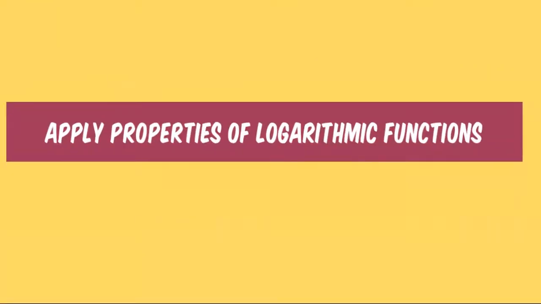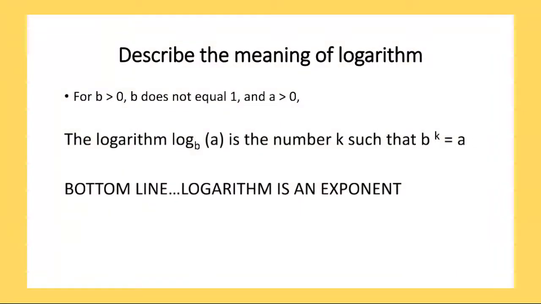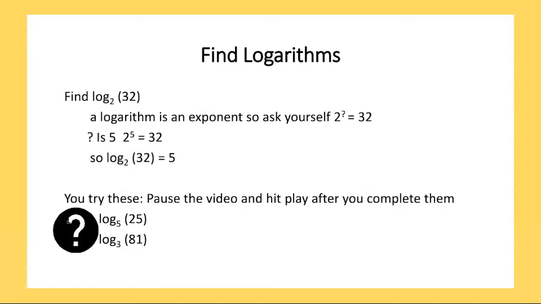The first thing we're going to talk about is how to apply properties to logarithmic functions. Let's start by looking at the definition. Remember that the base is greater than 0 and the base cannot equal 1, and a is greater than 0. So the bottom line that you have to always remember when working with logarithms: a logarithm is an exponent. By definition, the logarithm base b of a is a number k such that b raised to the k is equal to a. So let's take a look at what this really means.